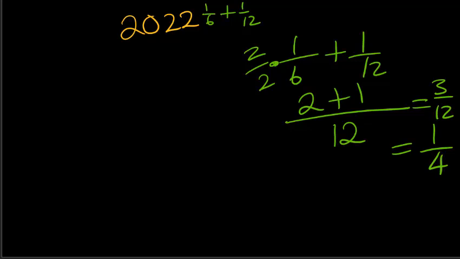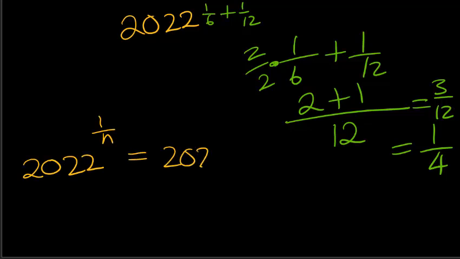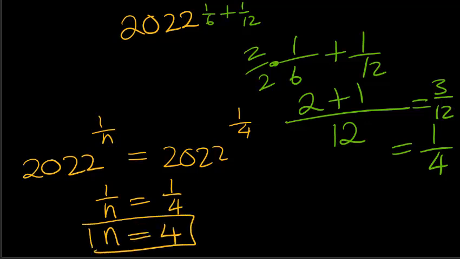Meaning that on my equation, let's go back to this one. I've got 2022 to the power of 1 over n is equal to 2022 to the power of 1 over 4, which then in essence means 1 over n is equal to 1 over 4, and n is equal to 4. That makes sense, right?